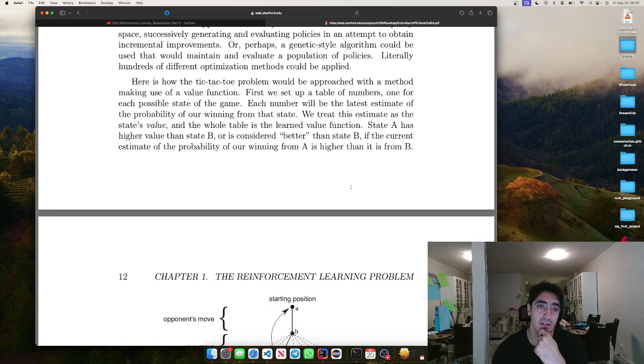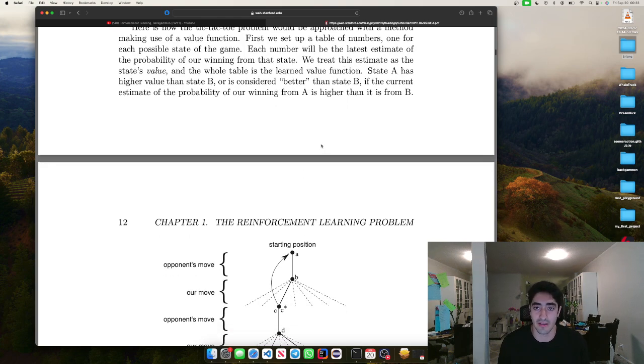Here's how the tic-tac-toe problem would be approached with a method making use of a value function. First, we set up a table of numbers, one for each possible state of the game. Each number will be the latest estimate of the probability of our winning from that state. We treat this estimate as the state's value, and the whole table is the learned value function. State A has higher value than state B, or is considered better than state B, if the current estimate of the probability of winning from A is higher than it is from B.